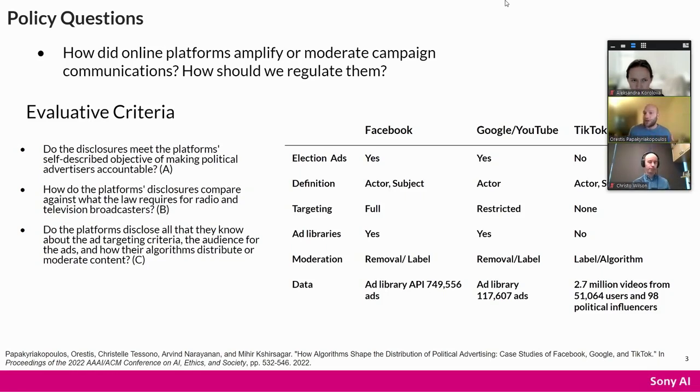not allow advertising at all, but also did not have a political ad library or an ad library in general at that point. So we tried to see, okay, can these ad libraries or existing transparency structures really make campaigns accountable as platforms claim? Furthermore, we have regulations in the US for radio and TV and broadcasting in general. And we said, okay, if these laws applied on the internet and these platforms, would they satisfy the requirements of these laws? And finally, do platforms actually disclose everything that they know about how this algorithmic mediation and targeting process takes place?